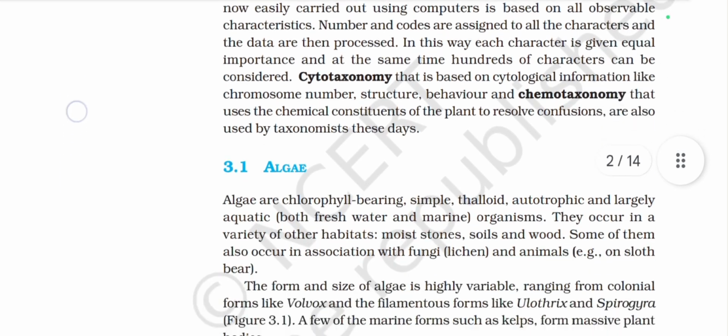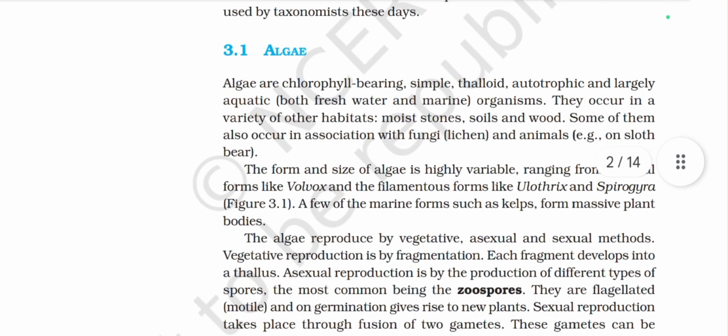Now, topic number 3.1, Algae. Algae are chlorophyll-bearing, simple, thalloid, autotrophic, and largely aquatic, both freshwater and marine organisms. They occur in a variety of other habitats like moist stones, soils, and wood. Some of them also occur in association with fungi as lichens and on animals such as the sloth bear.